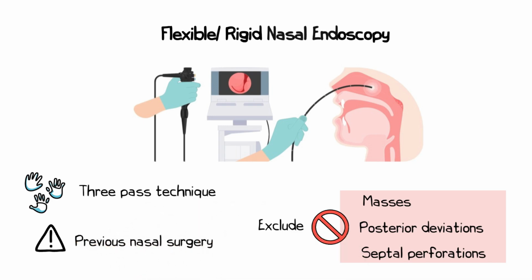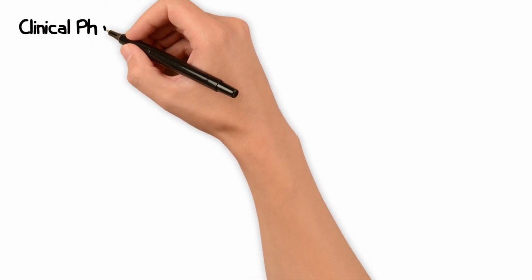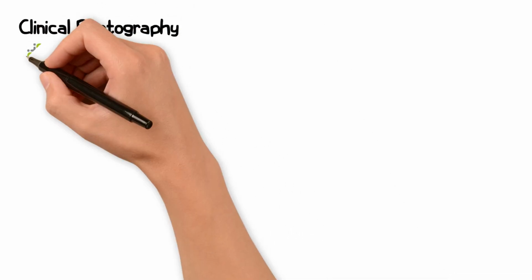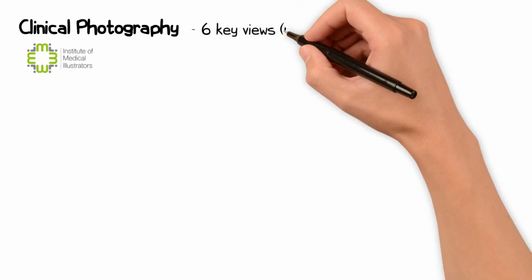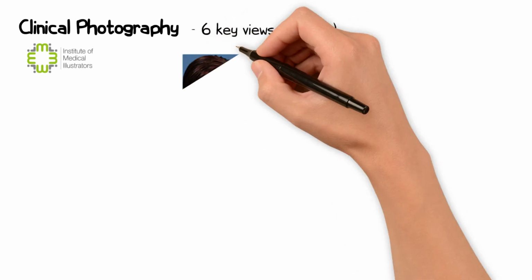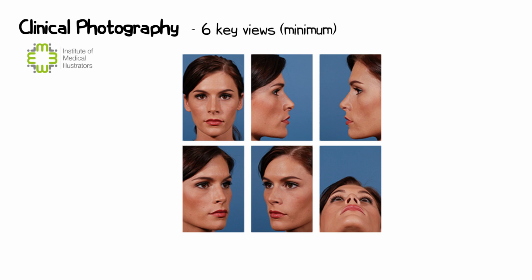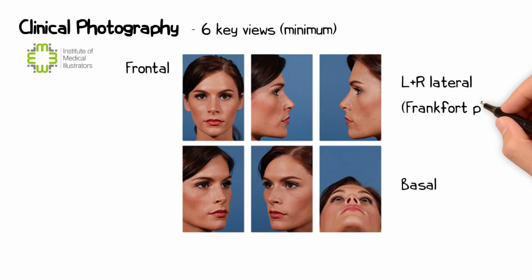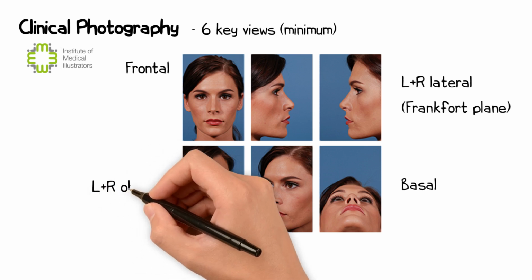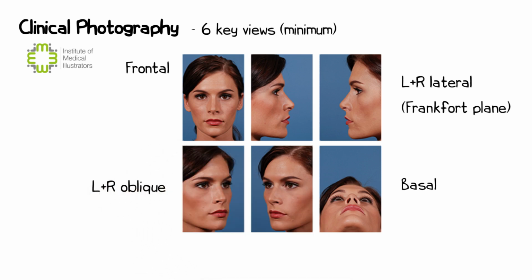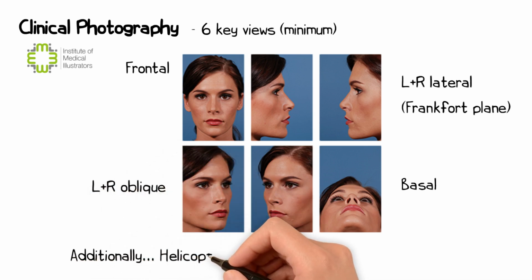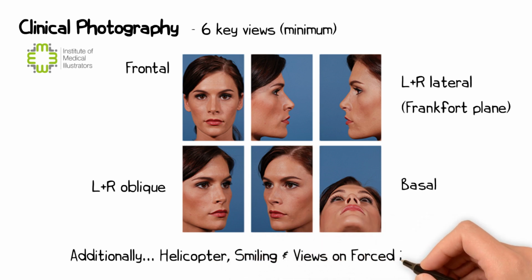Following the history and examination, ideally clinical photography is carried out as per the IMI or Institute of Medical Illustrators guidelines, and here 6 key views are required as a minimum: frontal view, basal view, left and right lateral views in the Frankfurt plane, and left and right oblique views. Additional optional views include a helicopter view, a smiling view, and views on forced inspiration.